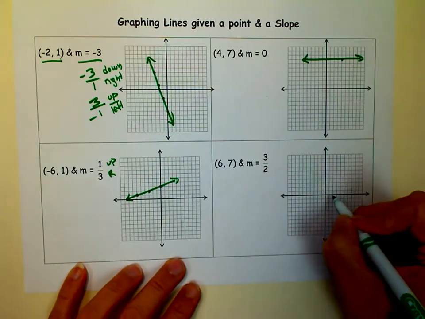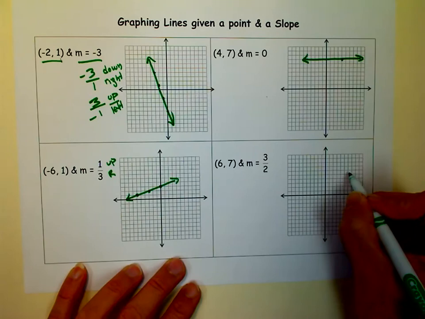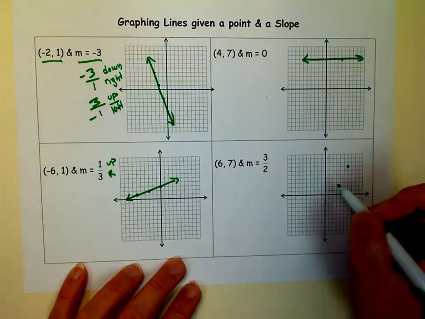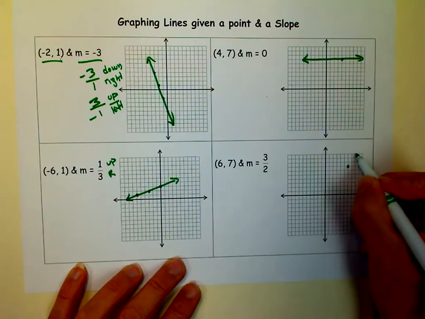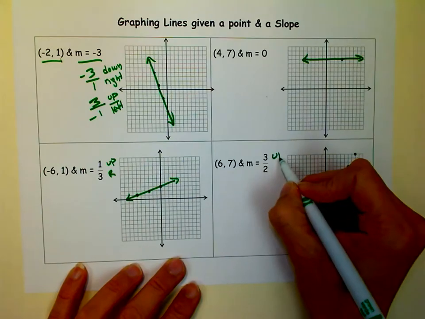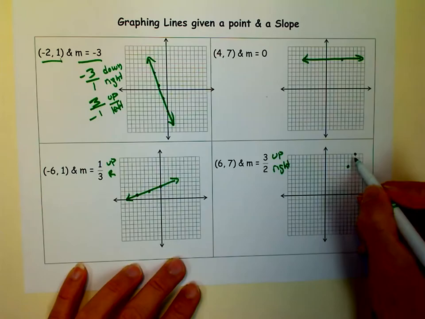Okay, the last one is 1, 2, 3, 4, 5, 6. 1, 2, 3, 4, 5, 6, 7. So I've graphed my point, and then I want to use my slope to find some more points on that line. 1, 2, 3, 1, 2. And you see how I ran out of room going up 3? So I'm going to go up and right because they're both positive. So I can just go back.